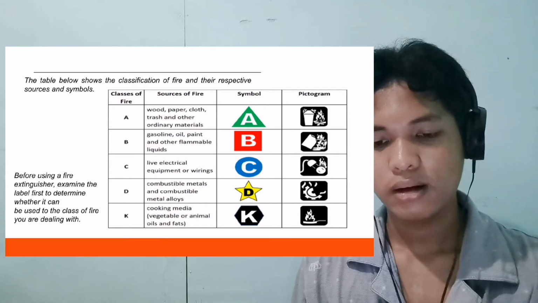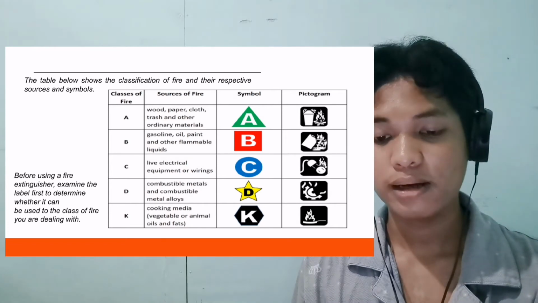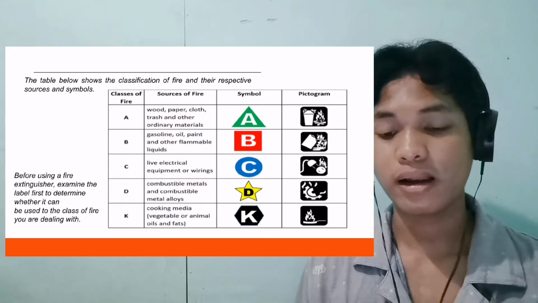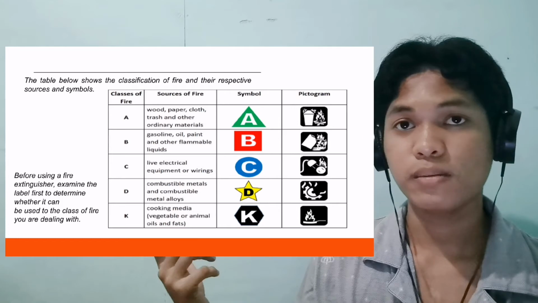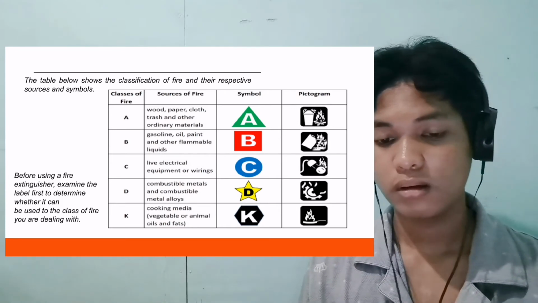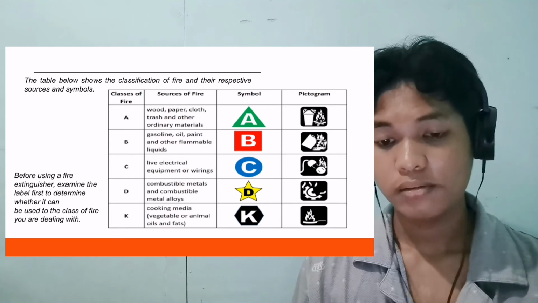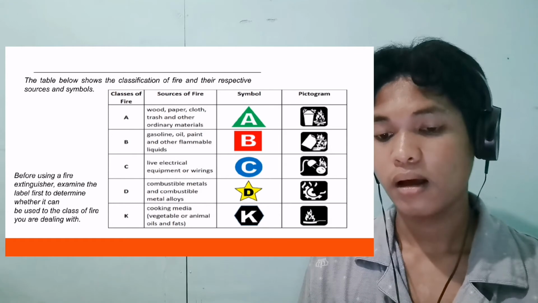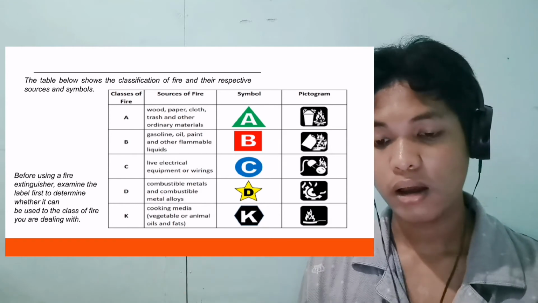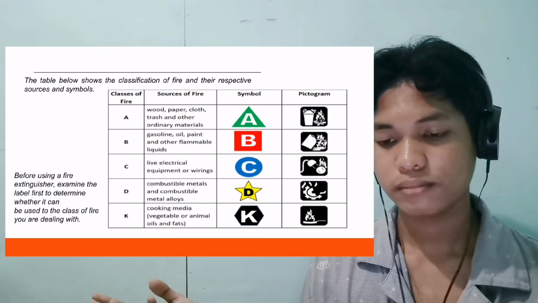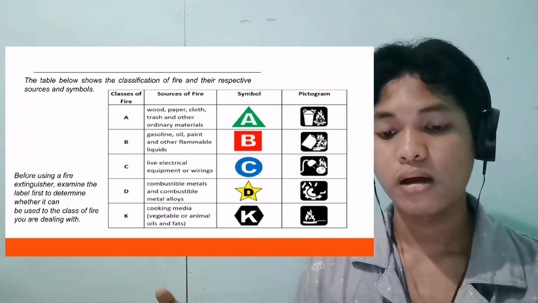Class D. These are the source of fire in Class D. Combustible metals and combustible metal alloys. So these are the symbol of Class D and the pictogram. Class C. These are the sources of fire in Class C. Live electrical equipment or wiring. So these are the symbol and the pictogram.